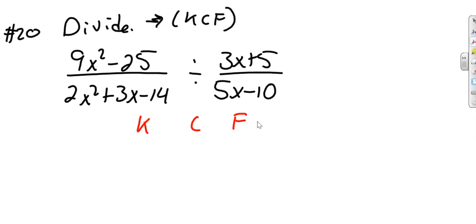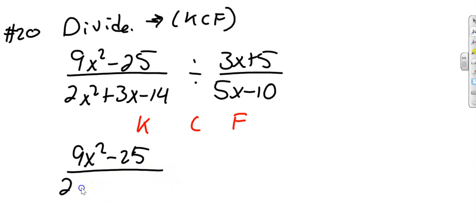Okay. Again, we'll go keep, change, flip here. So the 9x squared minus 25 stays where it is. 2x squared plus 3x minus 14 on the bottom. Change that to division, multiplication, and then flip this thing upside down.